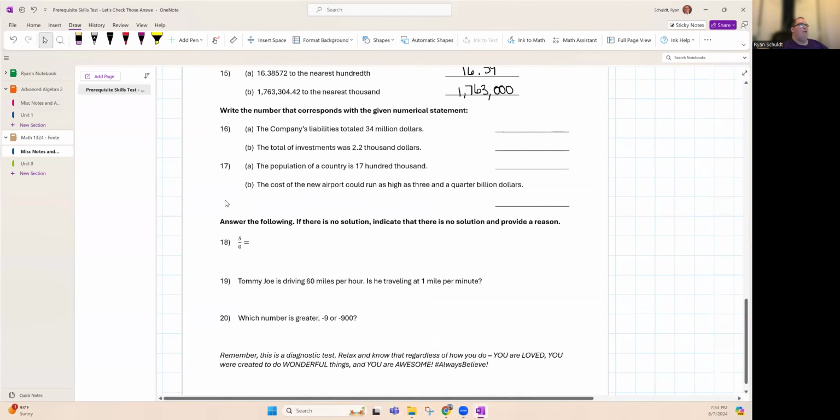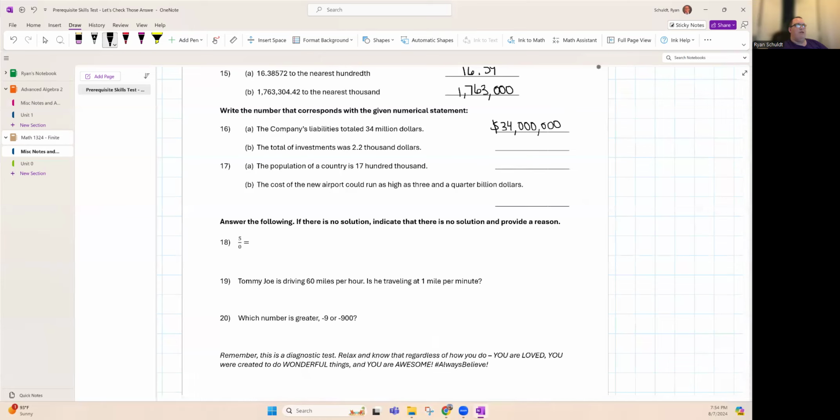For the next 2 problems, they want you to write the number that corresponds with the numeric statement. A says the company's liabilities total $34 million. So we're just going to write 34 million. That's a 34 with 6 zeros after it. B, the total of investments was 2.2 thousand. So 2.2, that means 2,000 and then 200.